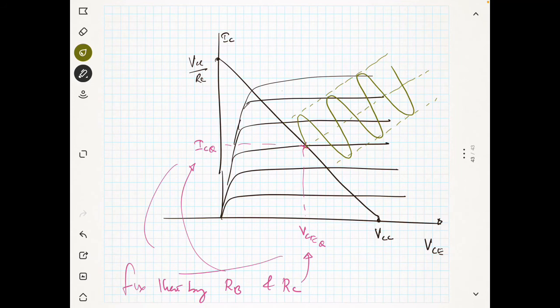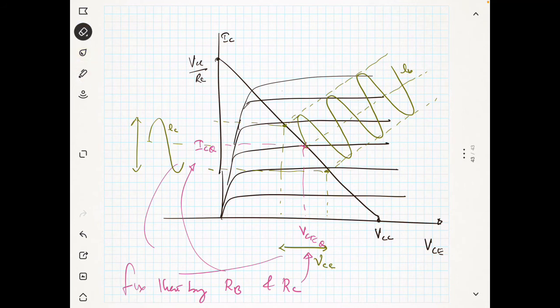According to that, you have a variation, it is projecting here, so you have some variation for the collector current. So this is the variation for the collector current. Your IC is varying like this. According to that, you have a variation in the VCE. So this is the variation in the VCE. This is how it is working.